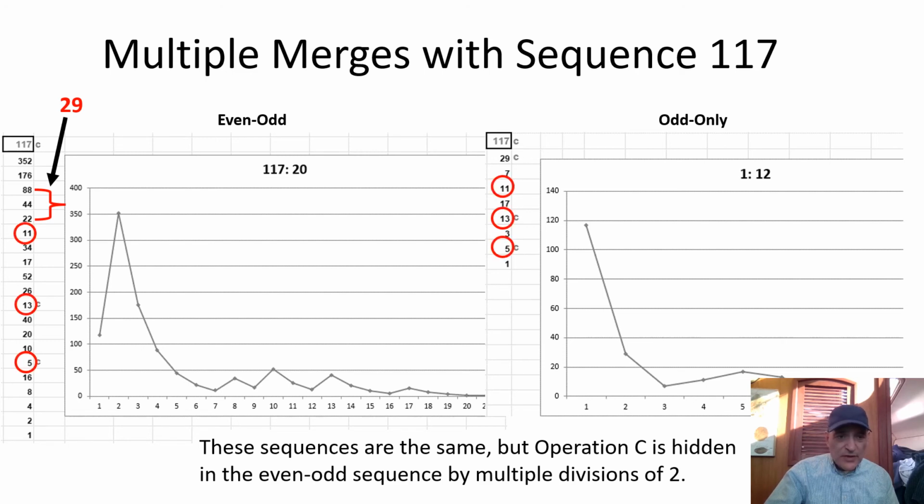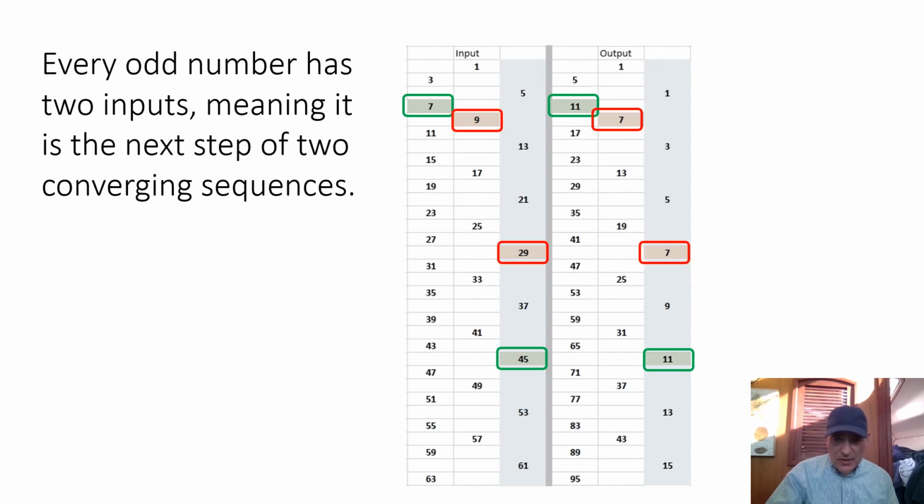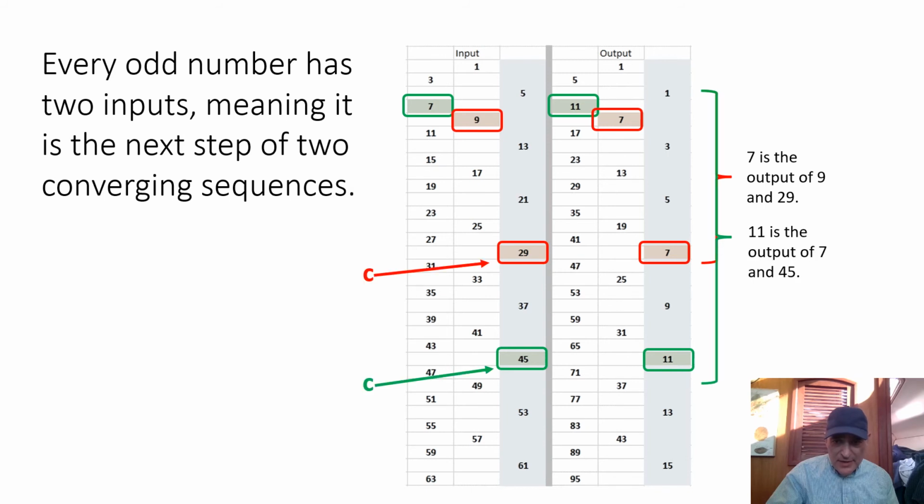Oh, so yeah, I'm just filling those in. Every odd number has 2 inputs, meaning it is the next step of 2 convergent sequences. This is the whole story. As I mentioned before, one of those is always C. So we see 2 ways to get to 11. One is with 7, and one is with 45. So 45 is the C operation, and the other operation for 11 is 7.